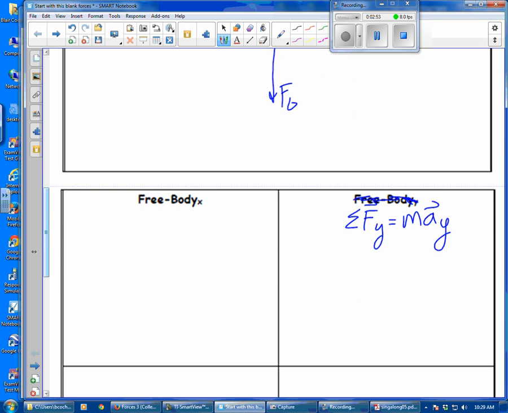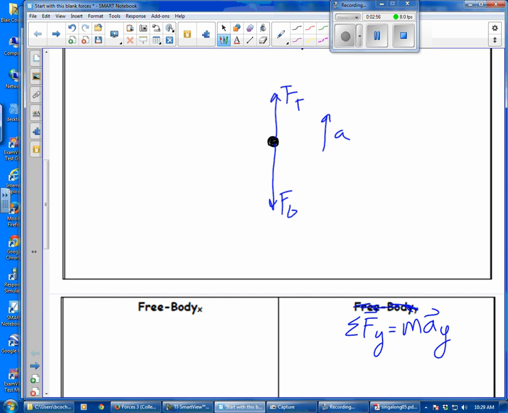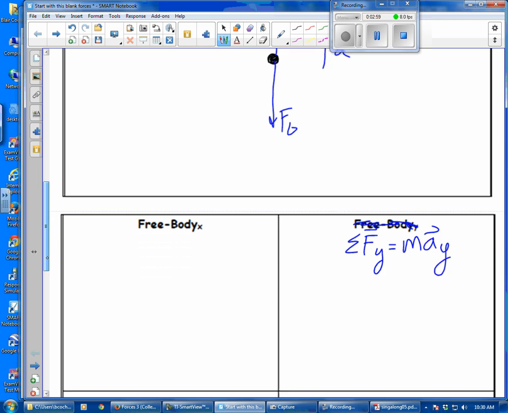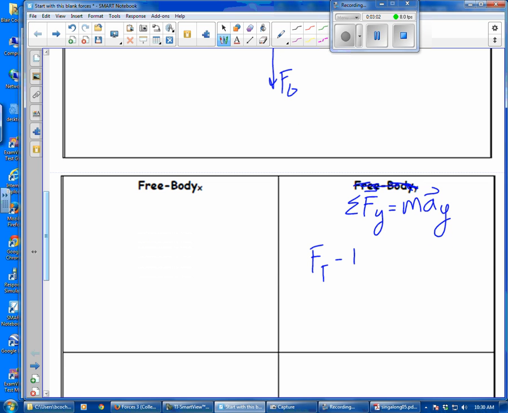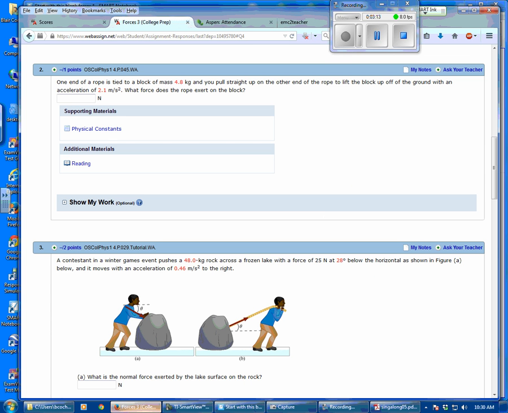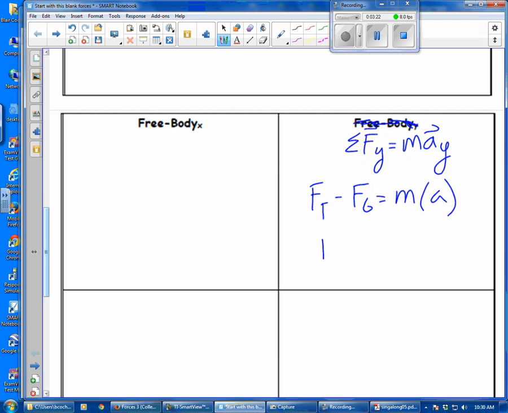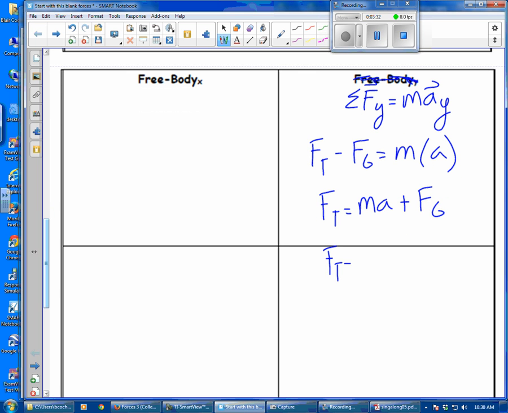So I've got, oops, sorry, this should have been F sub T. Sorry about that. That's right on my part. So I'm going to write F sub T minus F sub G equals M times A. And A is positive because I drew it positively. I know the mass. They want to know the tension, force from that. So I'm going to rearrange this so I have the tension equals MA plus FG, which means the tension equals MA plus MG, right? Because my weight is mg.